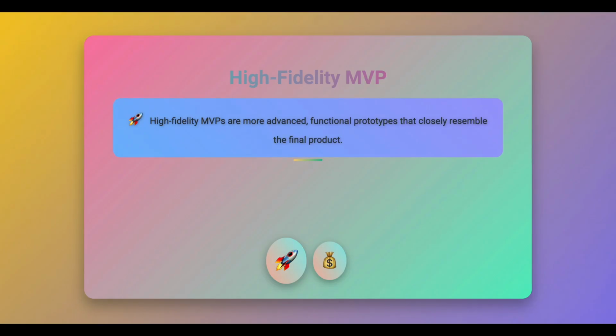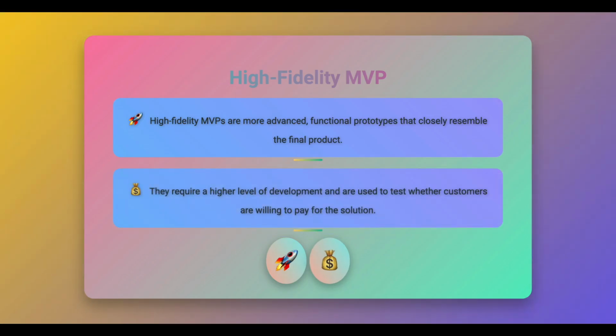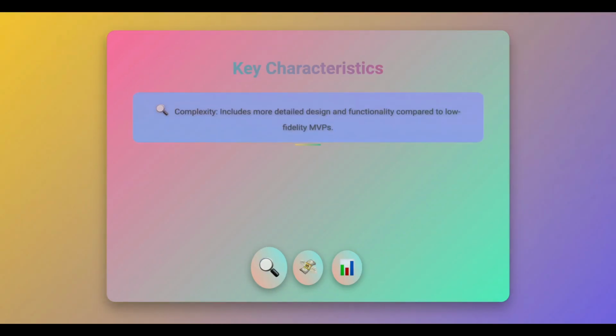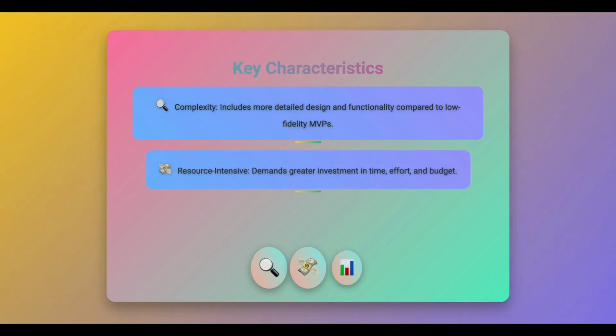High-fidelity MVPs are more advanced, functional prototypes that closely resemble the final product. They require a higher level of development and are used to test whether customers are willing to pay for the solution. Key characteristics: complexity includes more detailed design and functionality compared to low-fidelity MVPs. Resource intensive demands greater investment in time, effort, and budget.